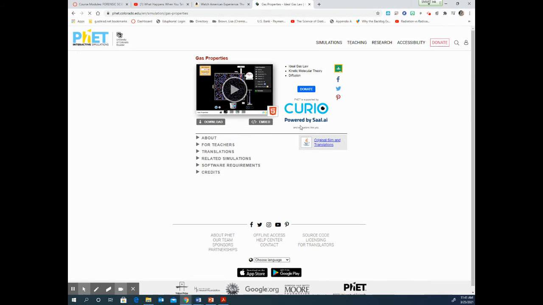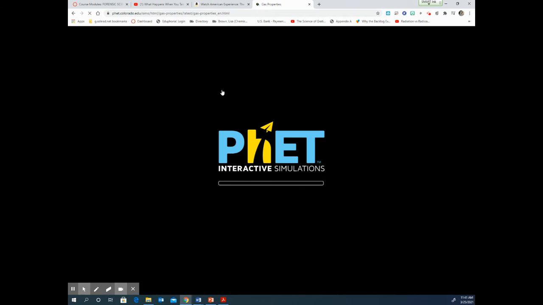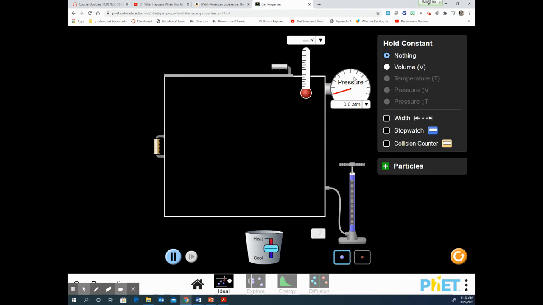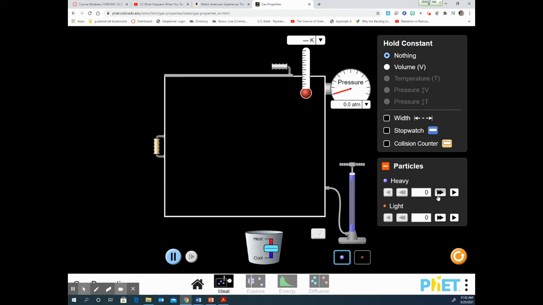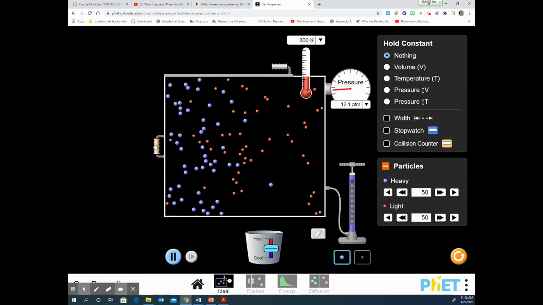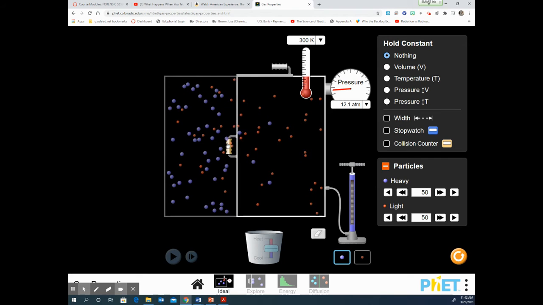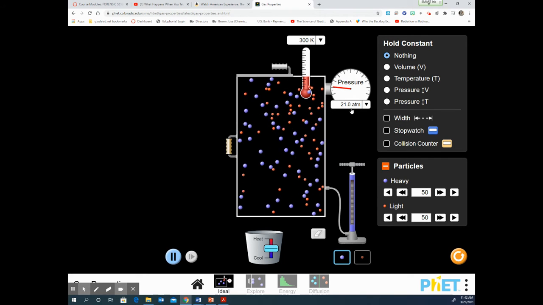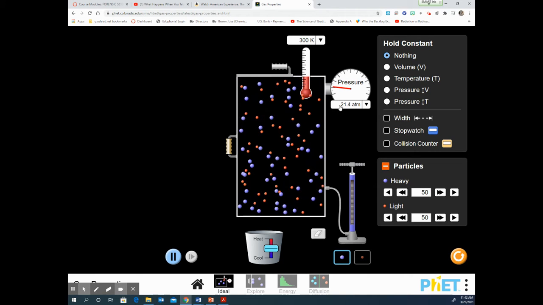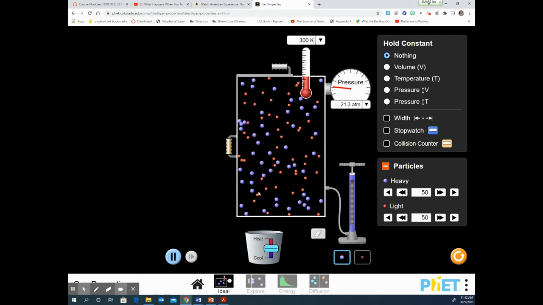The last law is called Gay-Lussac's law, and it deals with only temperature and pressure. So you should be able to figure out what is going to happen. Looking at this pressure gauge, if I add some heavy particles and some light particles, which just means there are different sizes of gas particles, and keep the volume the same, the pressure is 21.3. All Gay-Lussac's law deals with is pressure and how it is affected by the change in temperature.